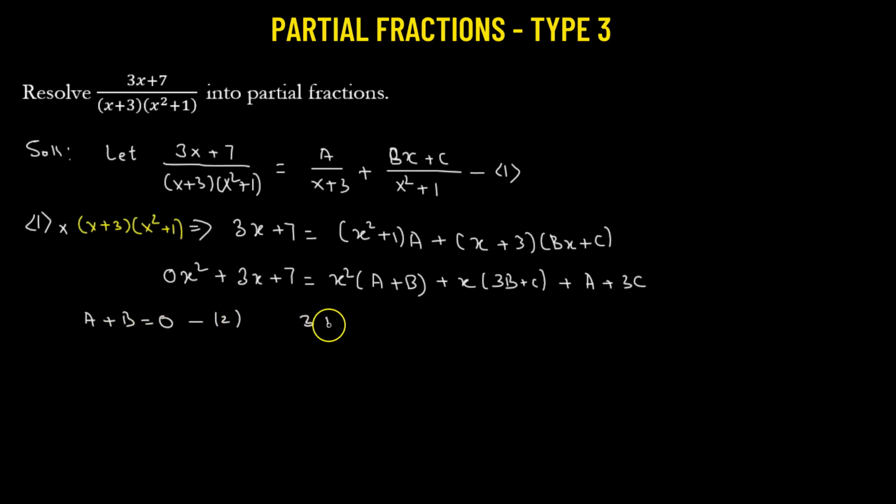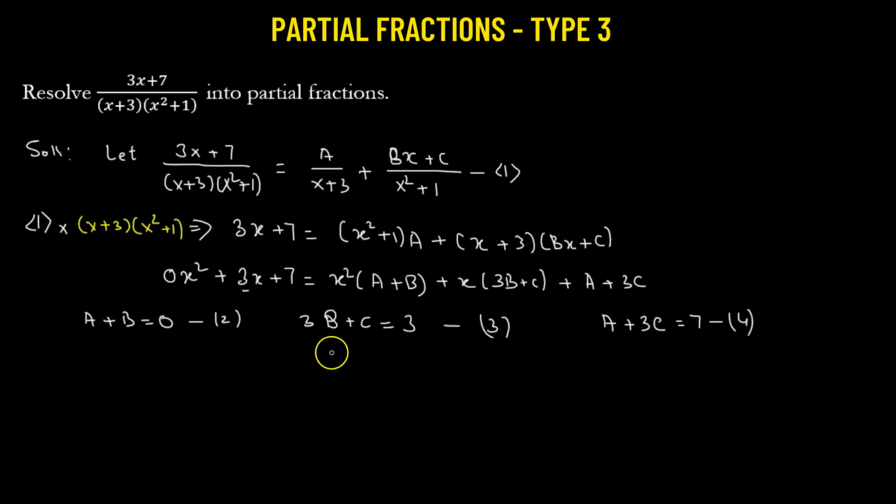Then we have 3B + C, which is the coefficient of x on the right hand side. That will be equal to the coefficient of x on the left hand side, which is 3. This will be equation number 3. And then we have one more equation, the constant term, A + 3C, which will be equal to 7.